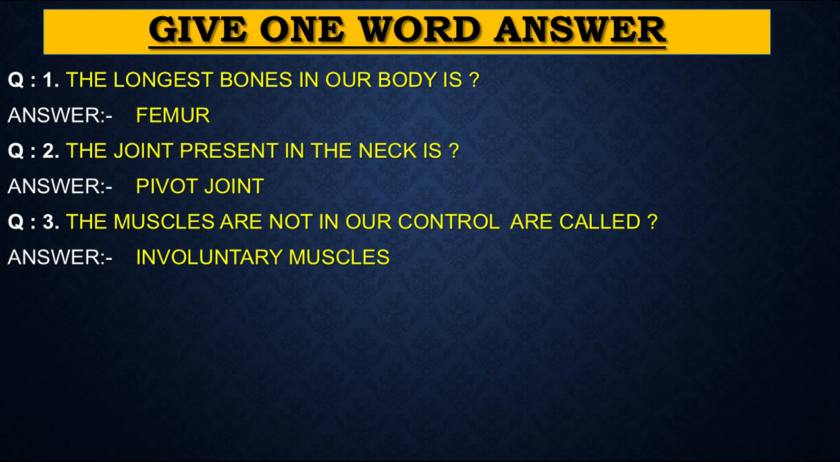There is a different kind of muscles known as voluntary muscles. The muscles in our control are called voluntary muscles. The muscles in the heart are known as cardiac muscles. There are 3 types of muscles: involuntary, voluntary and cardiac.